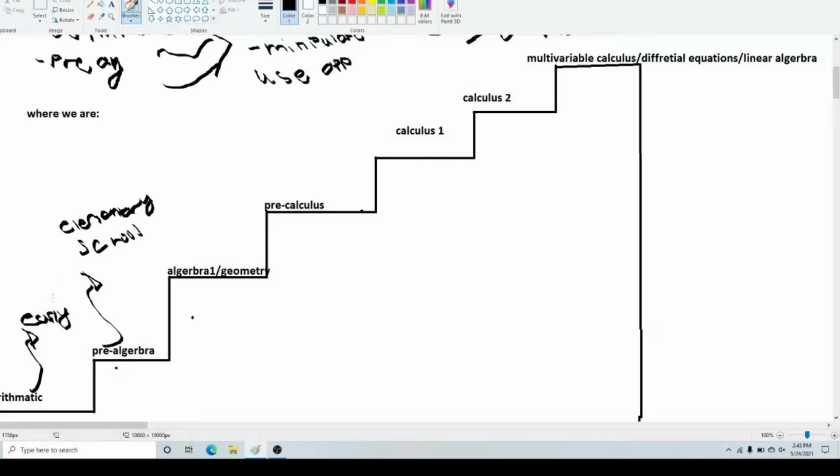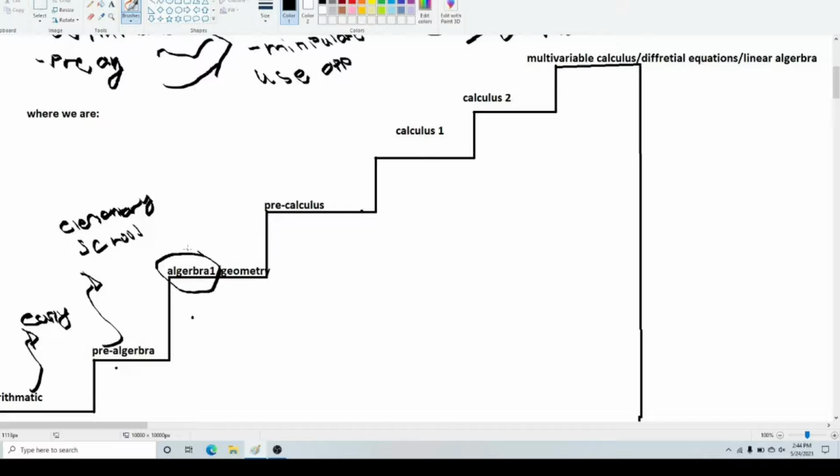All right, and so we combine these ideas that we learned in arithmetic and pre-algebra, and we take them to create Algebra 1. Now, you guys might be wondering, why did you put geometry here? Well, geometry and Algebra 1 actually do go hand in hand together.